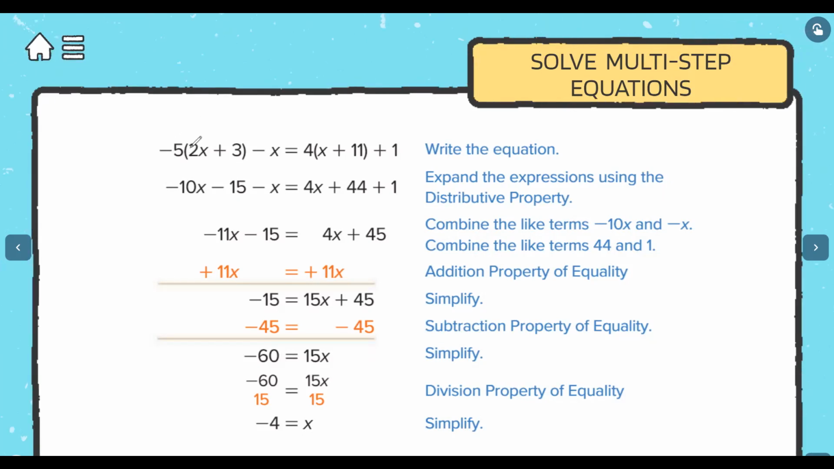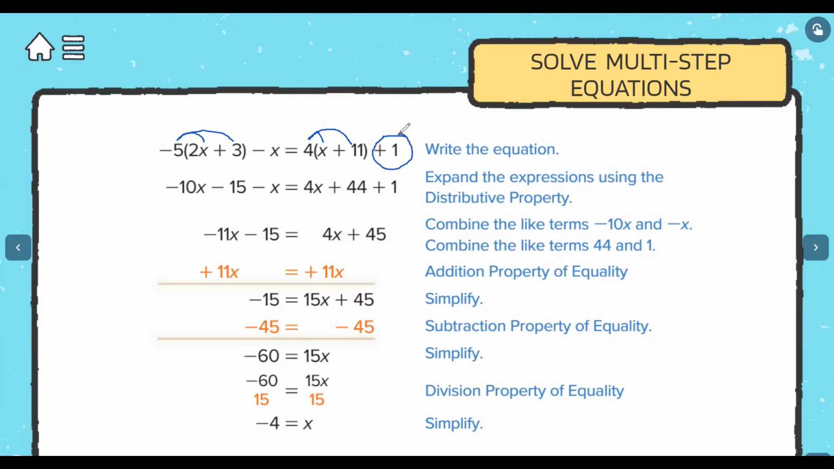Remember, when we have a number exactly outside a parenthesis, it means that we need to multiply. Since we have two terms inside the parenthesis, that number is going to affect both of the terms inside the parenthesis. Right here, we have a 4. This one will affect the x and will also affect the 11. Okay, take a look at this one. We have a number right here that is outside the parenthesis. That number or that variable in this case, it's not affected. Okay, what about this positive 1 right here? It's not inside the parenthesis, so it won't be affected.